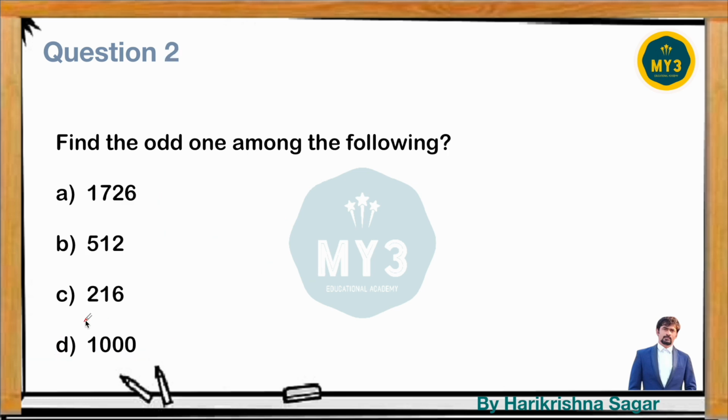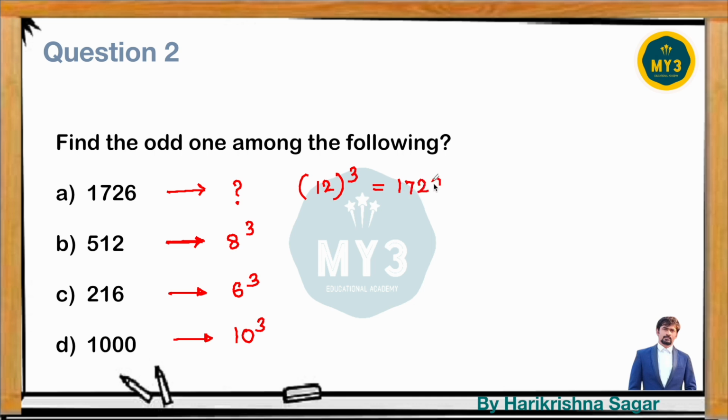Let's look at another question based on it. Find the odd one among the following: 1726, 512, 216 and 1000. By looking at 512, I understand it's a very familiar number and it is available in our prerequisites, which is 8 cube. And 216, just now we have seen, it is 6 cube. And 1000, we can write it as 10 cube. What about this number 1726? Is it a cube number? No, definitely not. Why? There is a nearest cube number. 12 cube is 1728. 11 cube is 1331. 12 cube is 1728. 1726 is not at all a cube number. Remaining all are cube numbers. That is the reason the odd one out here is 1726.